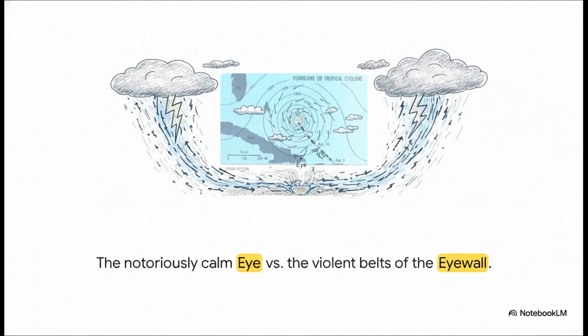Right smack in the middle of a cyclone, you have the eye. Because the air is actually sinking down in this exact spot, the eye is notoriously calm and clear. But right outside that peaceful center is the eye wall. And wow, what a contrast. The eye wall is where you are going to find the most violent thunderstorms, the absolute heaviest rain, and the strongest, most destructive winds in the entire system.